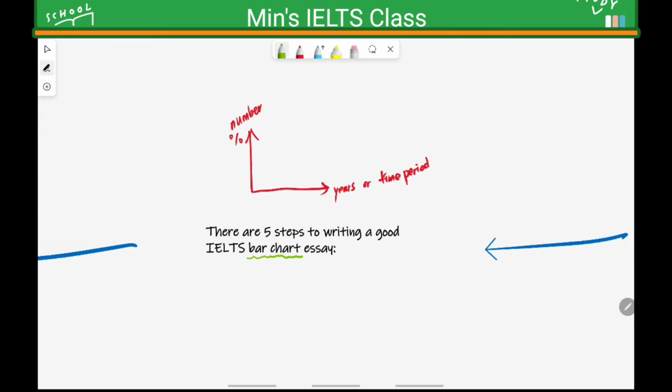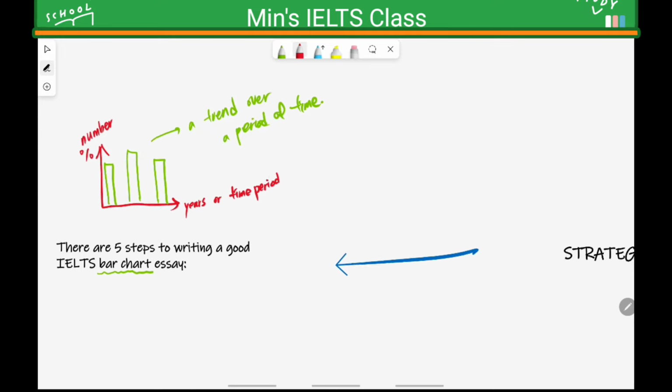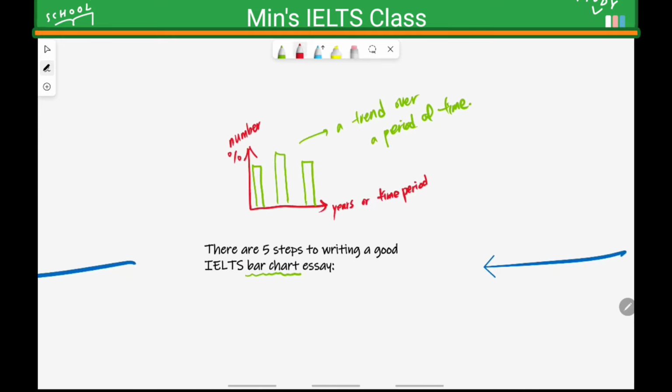And we have multiple bars that represent a trend over a period of time. And there could be another bars to give it a comparison. All right.